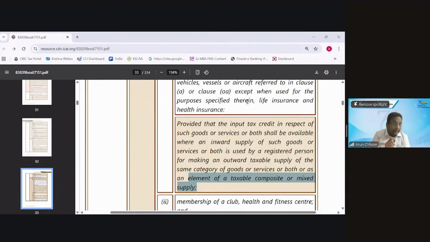Therefore, I can say the food and beverage is also one element. The renting of the motor vehicle is also one element, which is bundled either as a composite or mix. There could be only two possibilities. Therefore, it is bundled supply and my transaction is covered in the proviso and ITC would be permitted. Is it clear or not? Is it clear or not?